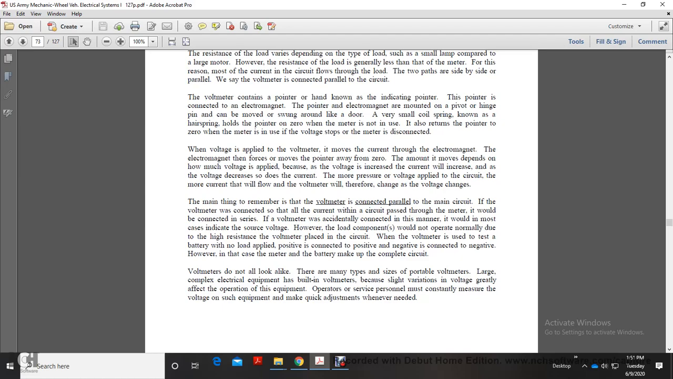If the voltmeter were connected so that the current in the circuit passed through the meter, it would be connected in series. A voltmeter accidentally connected in this manner would most likely still indicate the source voltage. However, the load components would not operate normally due to the high resistance of the voltmeter placed in the circuit.